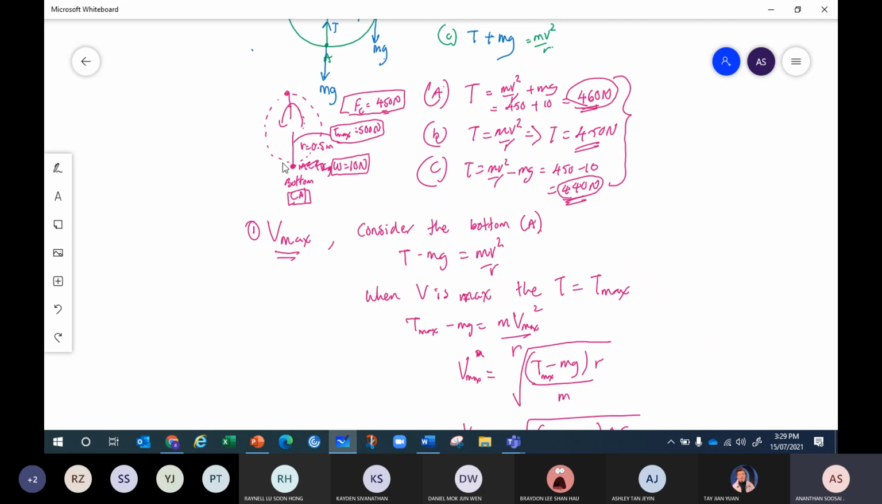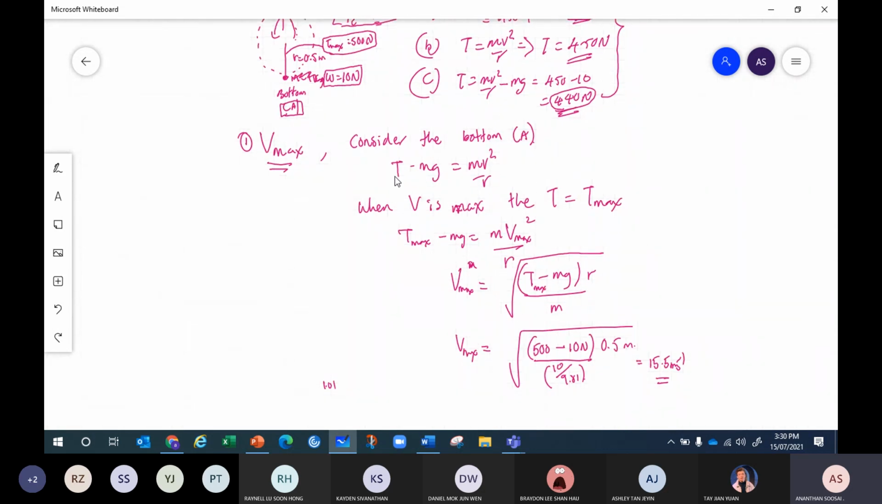For the entire points, the tension is maximum at the bottom, according to the equation. You see 460, 450, 440. So the bottom always reaches the max. So we consider the bottom, write the equation, centripetal force for the point at bottom. When V is max, tension is max. You need to be aware of that. When V is increasing, the tension will increase for the string. But when V is max, tension will achieve the maximum value. Then we find the V max.